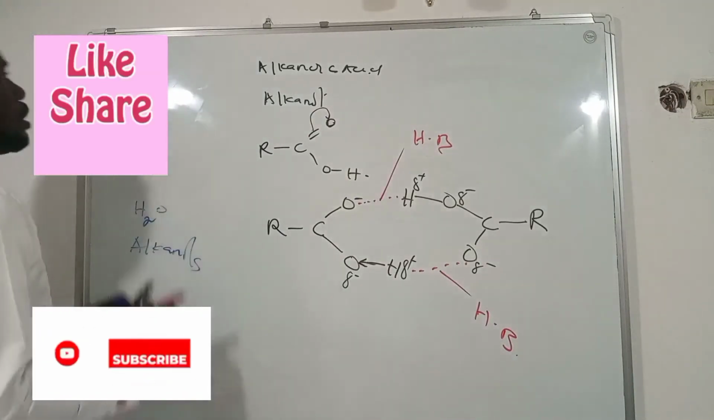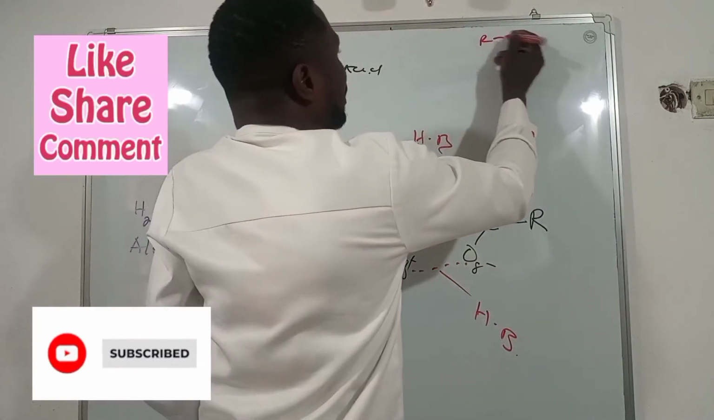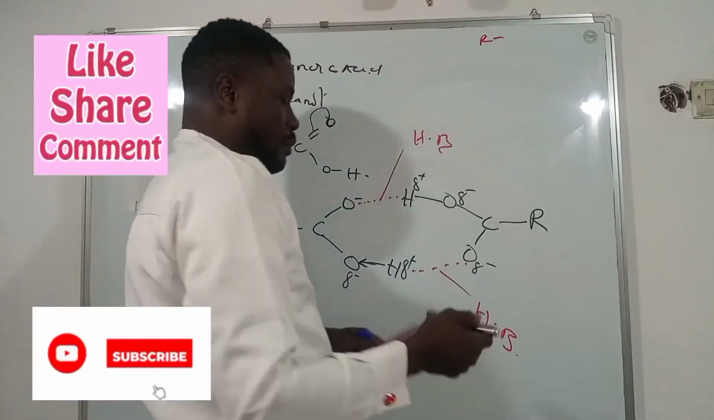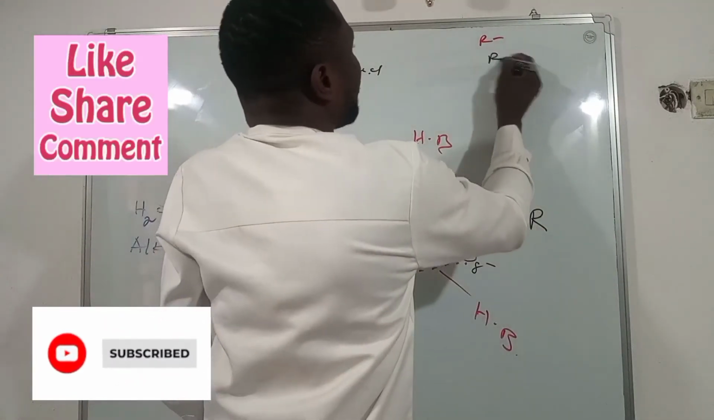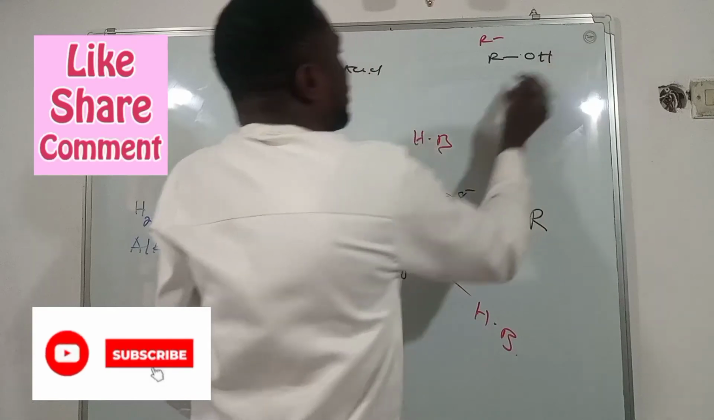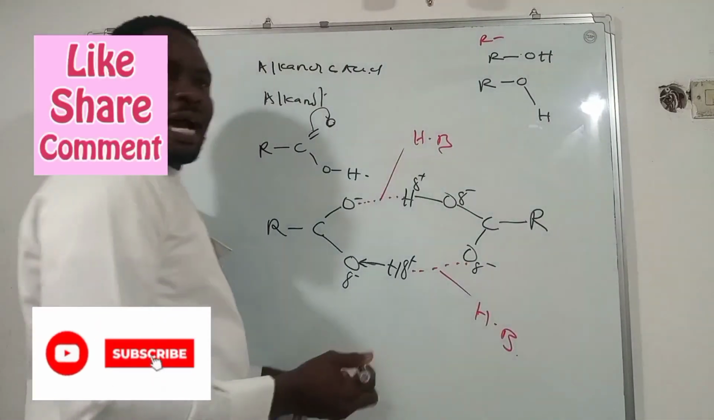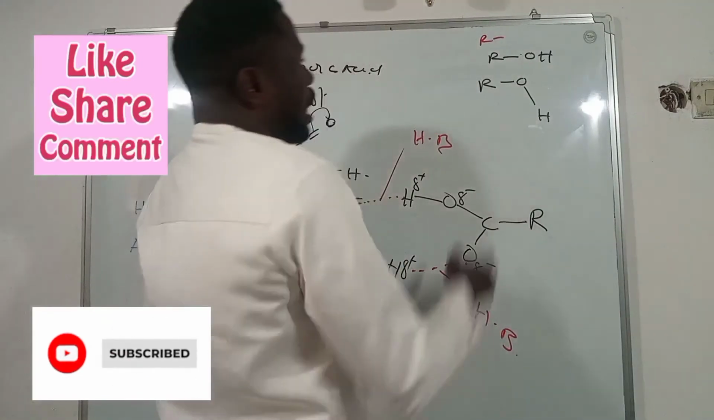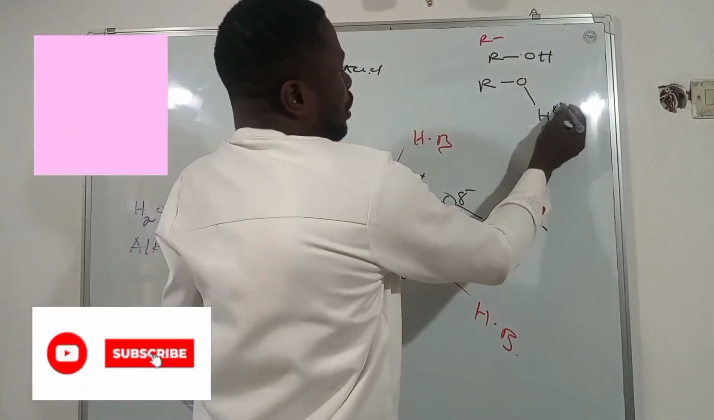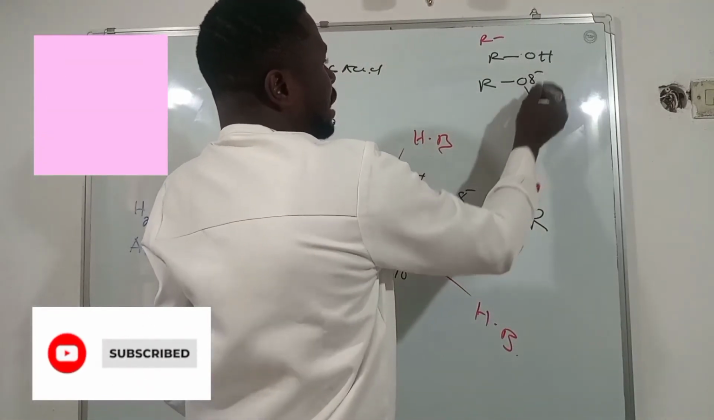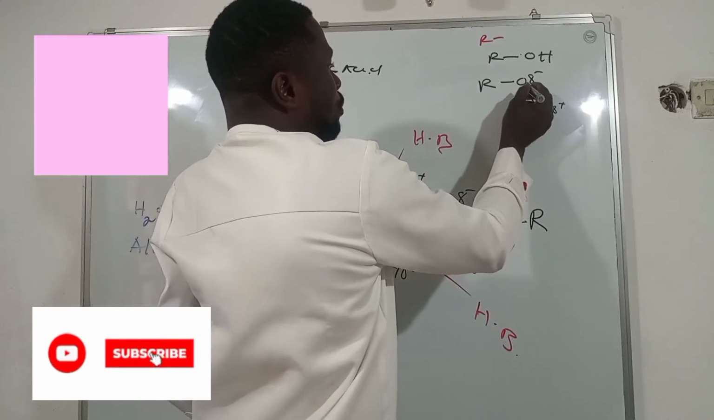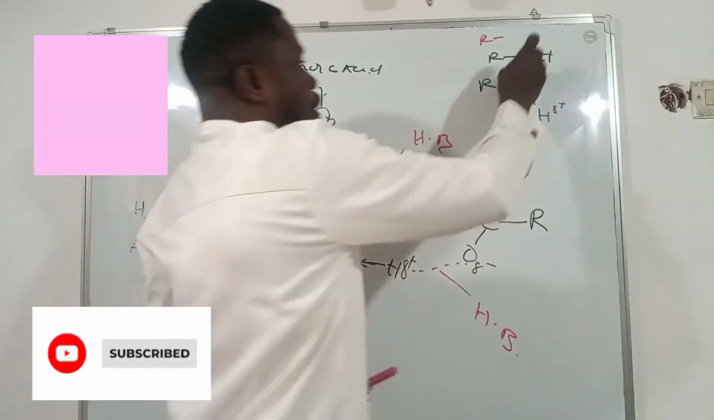For alkanols, this is the general formula. The general formula of alkanols is this. You may decide to represent it this way. Now, for alkanols, what do you see in this case? Again, this will become partially positive. This will become partially negative. The same explanation: there will be electron withdrawal at that point.